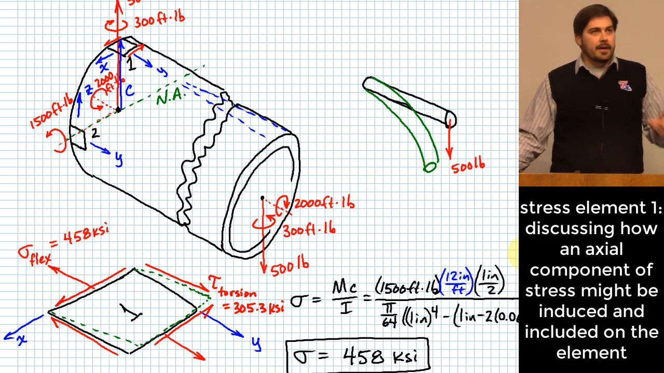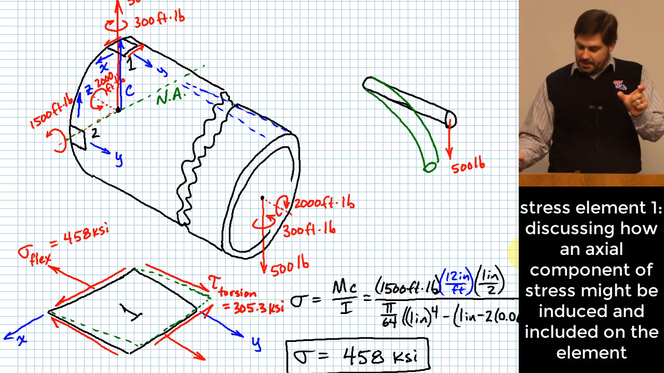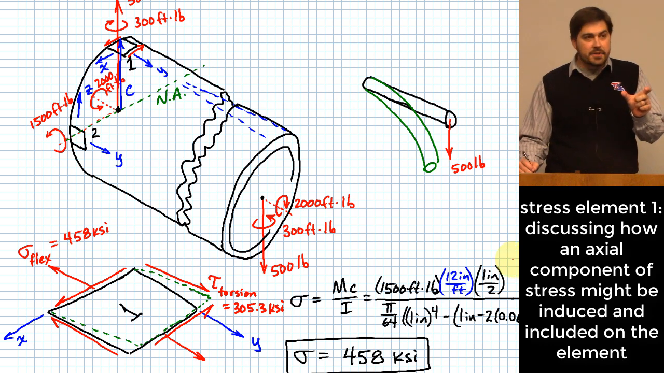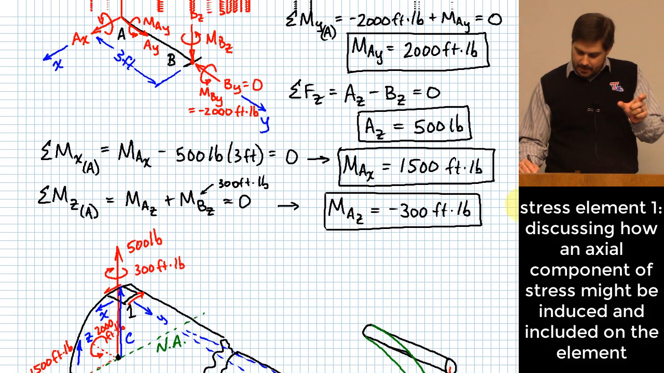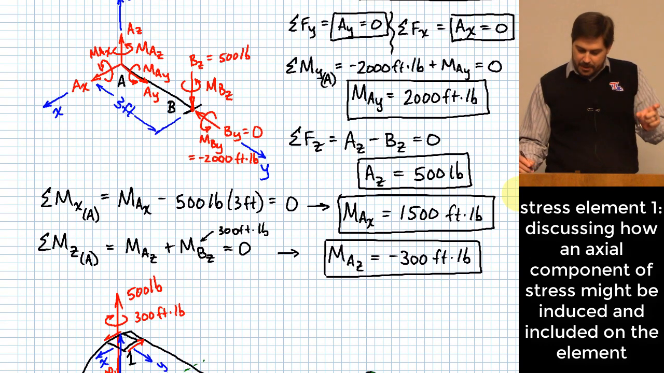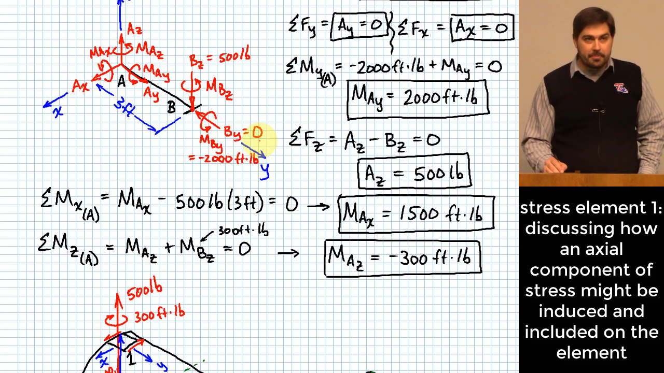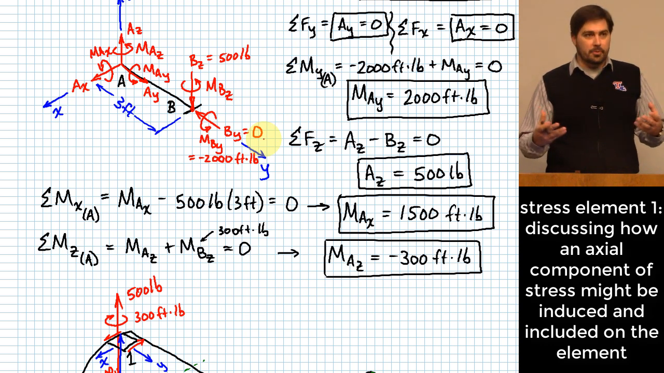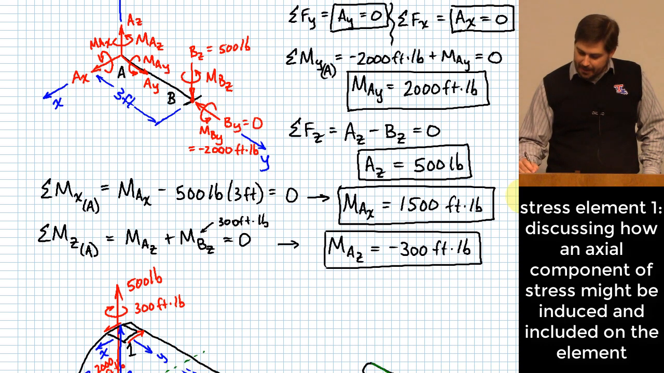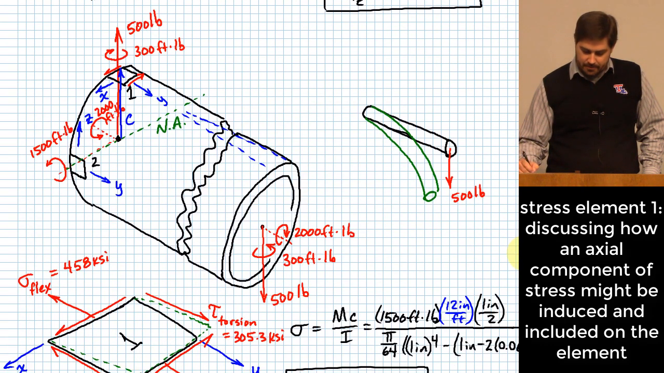Okay, I think maybe what's being suggested here is we could have had an axial component of stress. If we go up here a little ways, you might remember that due to how the thing was loaded, By wound up being 0. It would have been really easy for us to change it up a little bit and have By not be equal to 0. Right? If By was not equal to 0, what would happen to the rest of the question here?